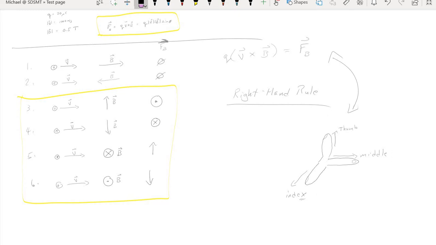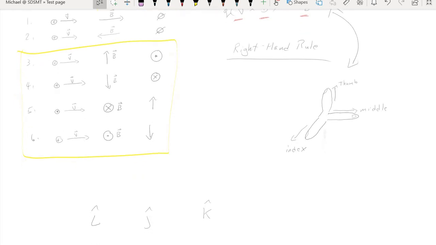Now, previously we said that this is what we were going to use for our XY axes, but now we're going to redefine our fingers as the individual vectors in our cross product. The first vector in your cross product.